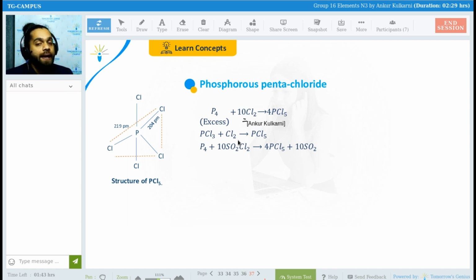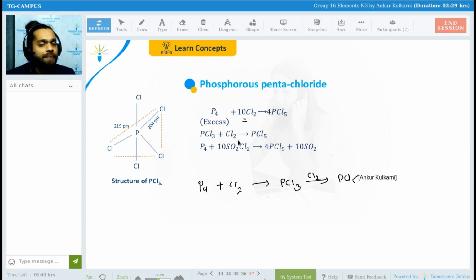P4 plus Cl2, excess of chlorine if I take. That means first I will get PCl3. I react P4 plus Cl2 and get PCl3. Then I react it with chlorine again, that is excess chlorine, and get PCl5. Same thing with SO2Cl2, Cl2. What we saw in the last reaction, where we prepared PCl3, I had used less Cl2. If I use more chlorine, I will get PCl5. If I use the equivalent chlorine, I will get PCl3. Simple. Do not make it complex.